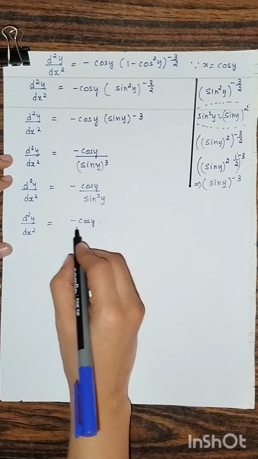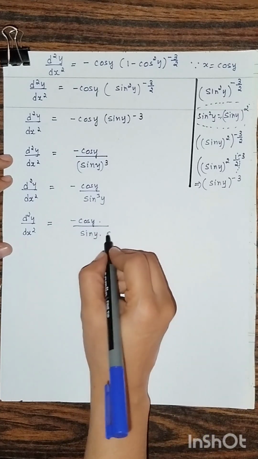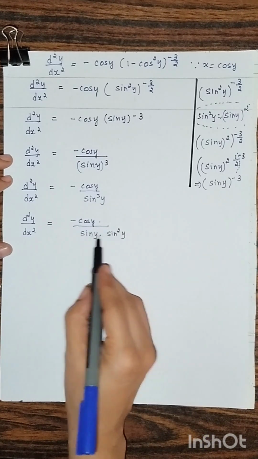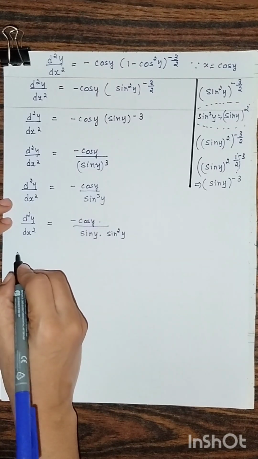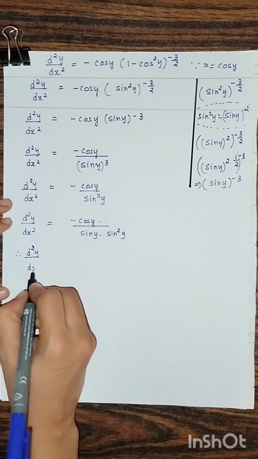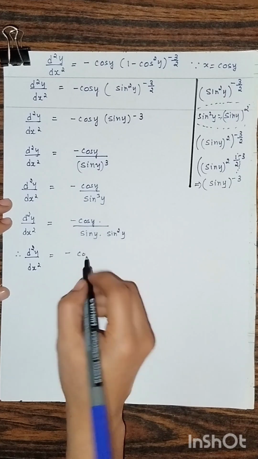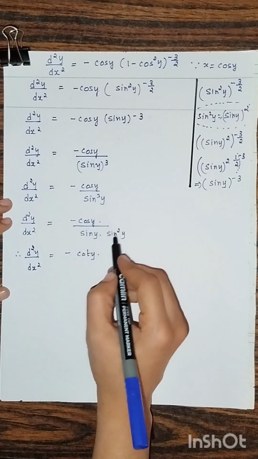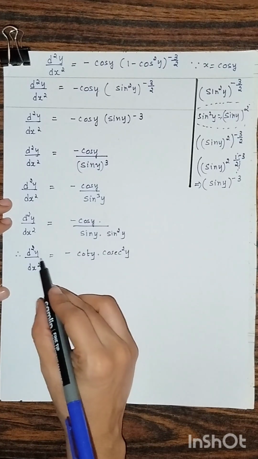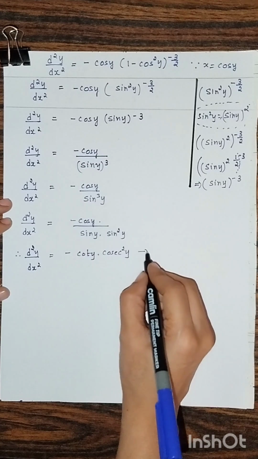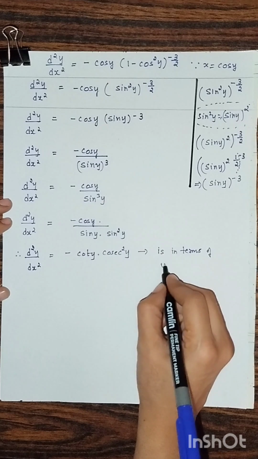So minus cos y divided by sin cube y. We'll break this into factors: sin y and the remaining sin square y. If you multiply, you will add the exponents and you will get back 3. So therefore d square y by dx square will be minus cos y by sin y into 1 by sin square y. Cos y by sin y is cot y, and 1 by sin square y is cosecant square y. So now d square y by dx square is in terms of y alone.